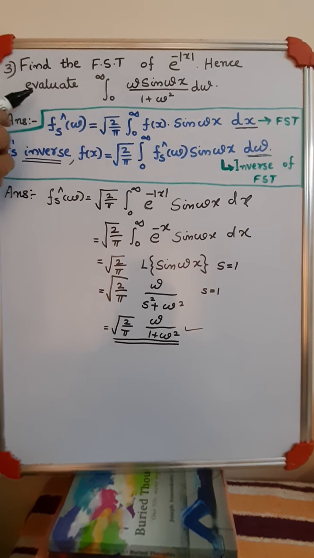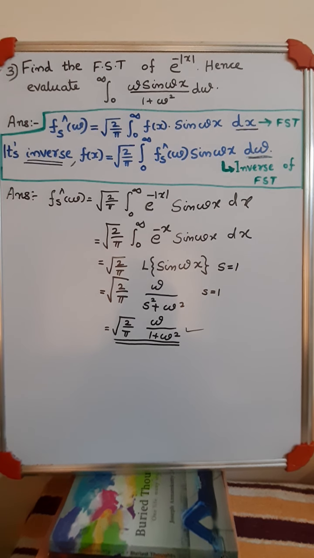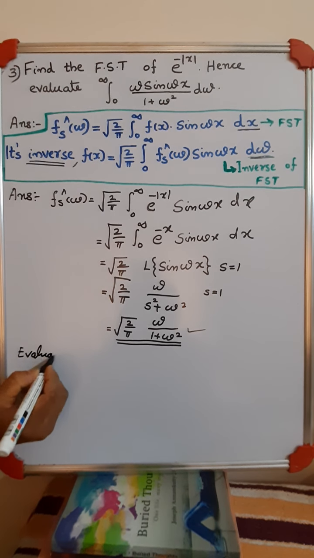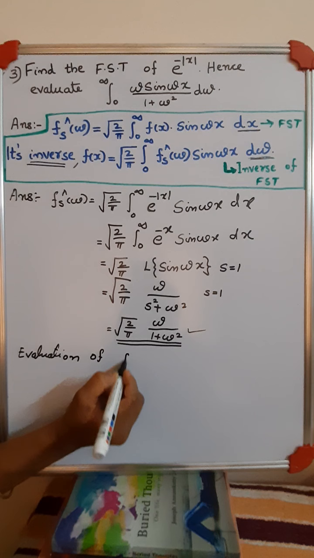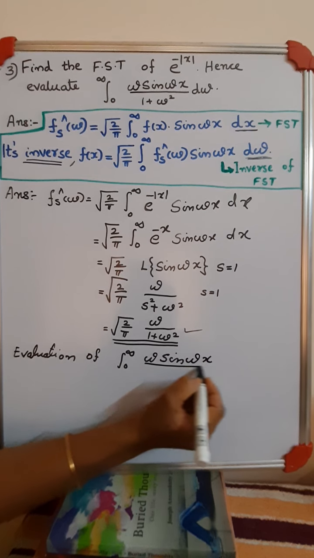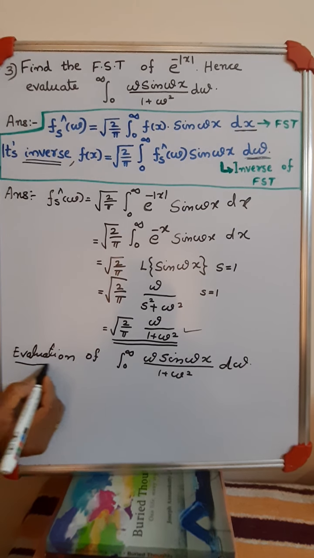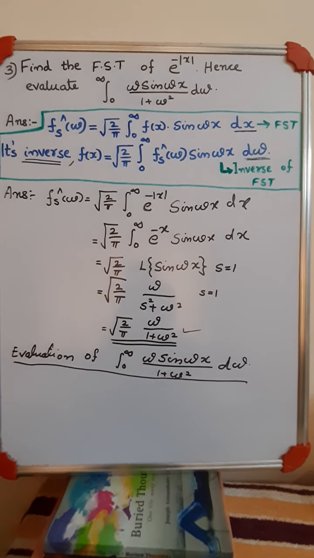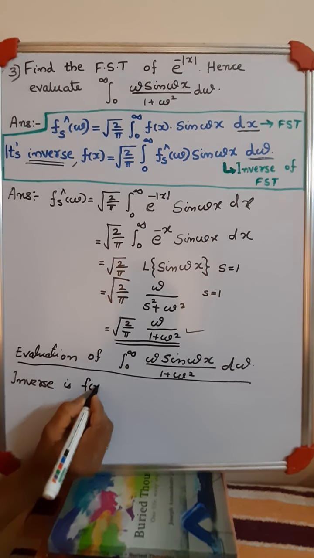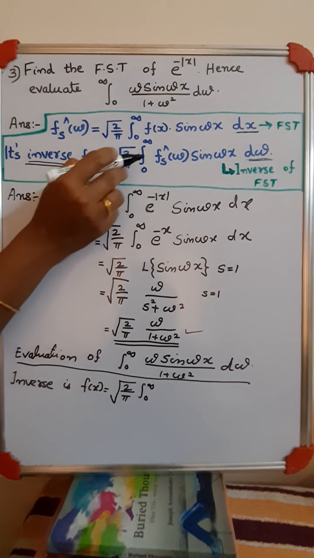Now let us come to the second part. Using this transform, evaluate the value of the integral 0 to infinity omega into sine omega x divided by 1 plus omega square d omega. Then, for that, we have to write the inverse formula. What is inverse formula? Inverse formula is f of x is equal to root of 2 by pi integral 0 to infinity Fs cap of omega.